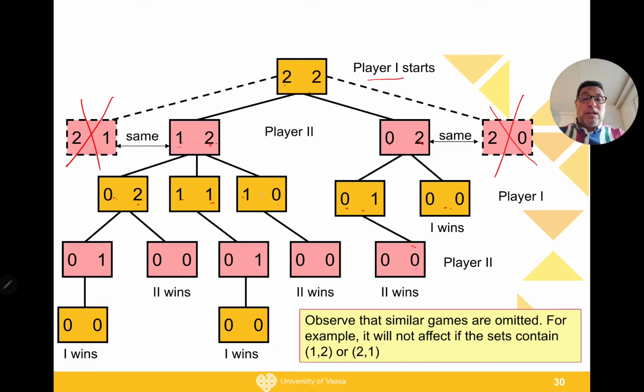Okay, if player 1 is here now, player 1 doesn't have any strategy because they will lose anyway. Here also losing. The only option that they have, if it is 0, 2, then they have 2 strategies, either play 0, 1 or 0, 0. So the game is ending here. So here 1 wins, here 2 wins, 2 wins, here 1 wins, and so on. So this should be very clear.